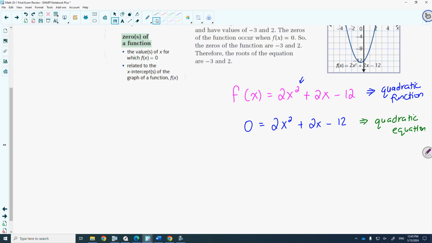In order to solve quadratic equations, what we were doing this whole course was getting the roots or the zeros or the x-intercepts, basically the same thing. So when we're solving, we're getting either x-intercepts, the roots of the equation, or the zeros.